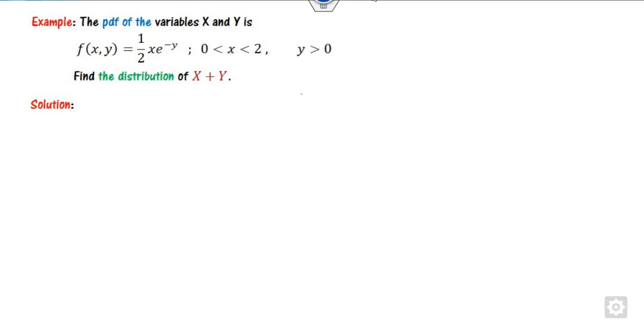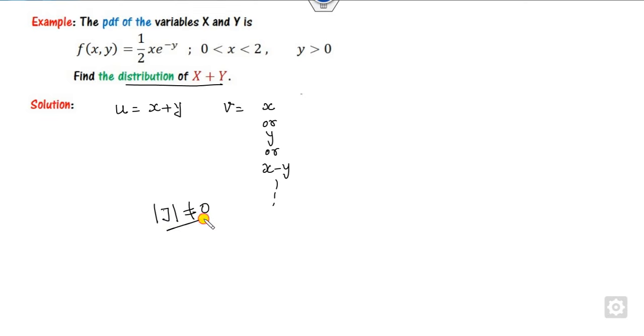Look at one more example. Now in this case you have to find the distribution of x plus y. So I consider u as x plus y. V you can consider either as x or y or x minus y or any relation such that whenever you compute the Jacobian it should be non-zero.